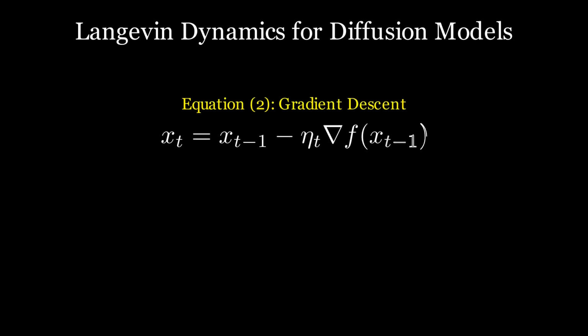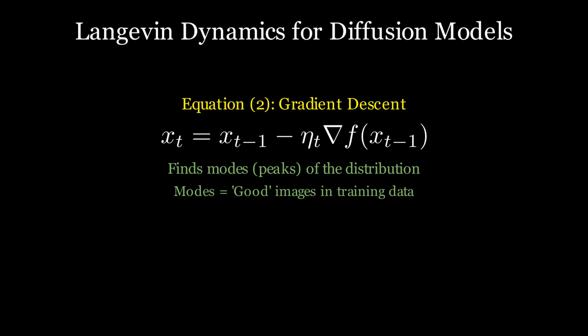If that's the case, we can apply gradient descent to find the modes of the distribution. This is given by equation 2, where x at time t equals x at time t minus 1 minus eta t times the gradient of f of x at t minus 1. Here eta is the learning rate at time step t. If we can find the modes of the distribution, then we can find the areas with peaks in the density, since in our training data there will be lots of good images. This means going to peaks will result in these good images.